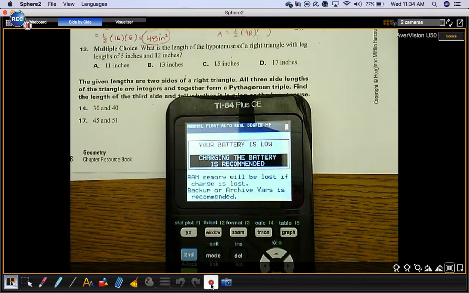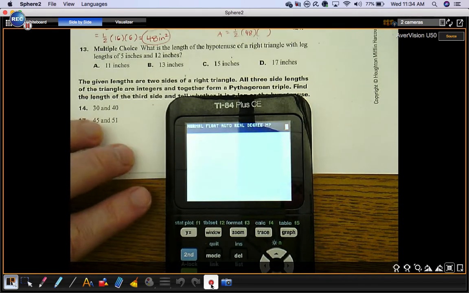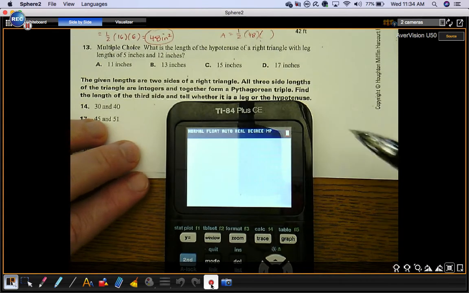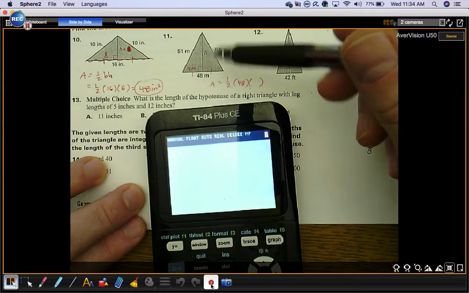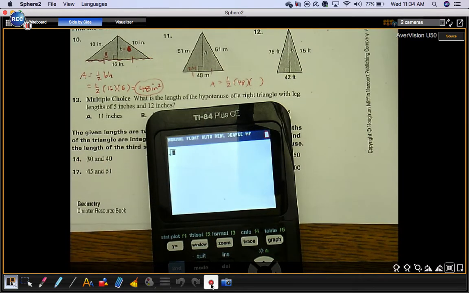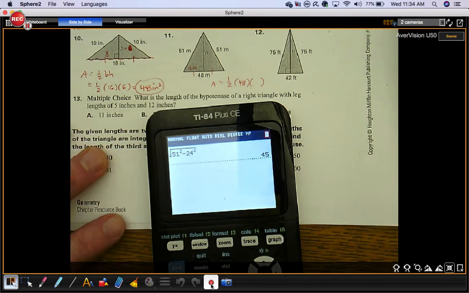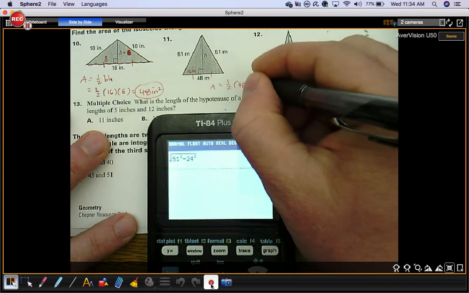So let me show you how to find it. I'm about out of charge here. We're going to find this height. We're going to do 51 squared minus 24 squared underneath that radical. That gives you a height of 45.